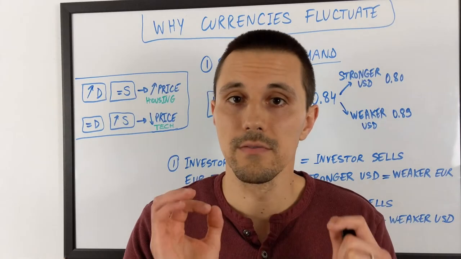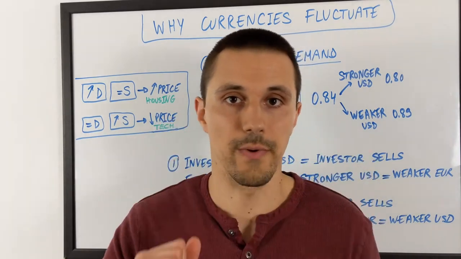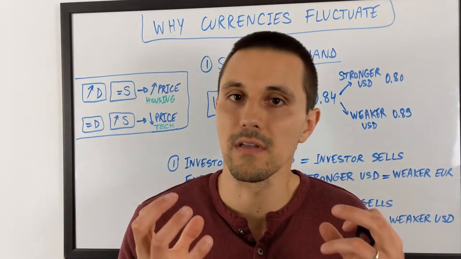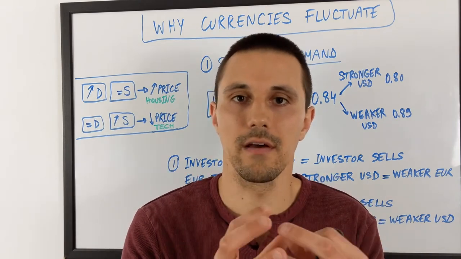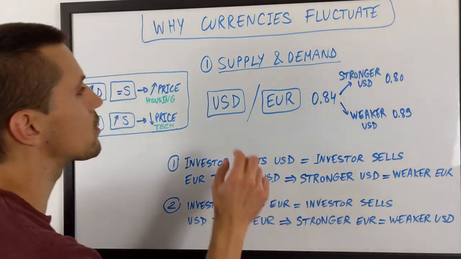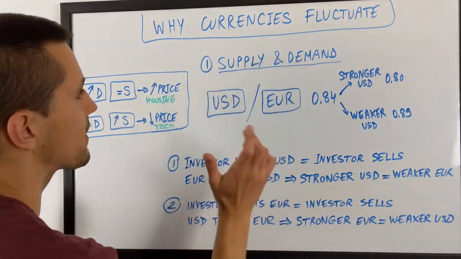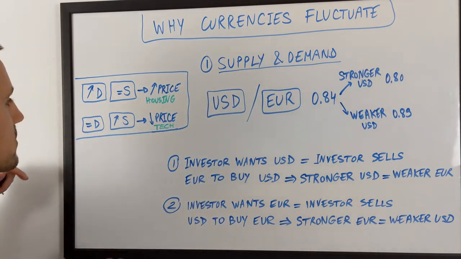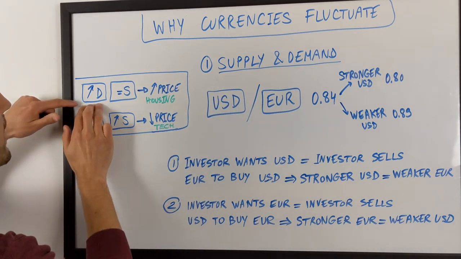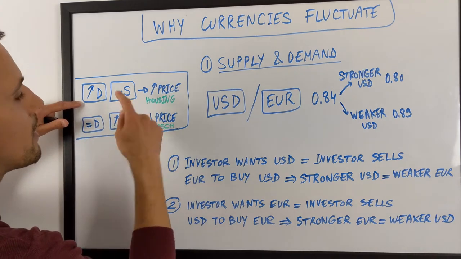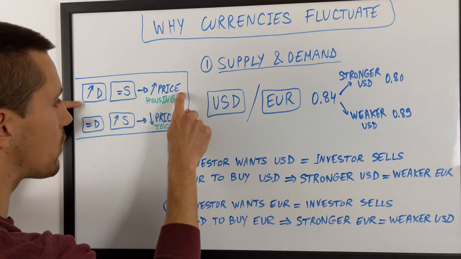The most important reason why currencies fluctuate is supply and demand. This is one of the most elementary and important concepts in economics to understand. So I will quickly showcase how it works, because supply and demand is super important to understand price fluctuation. Imagine my demand is going up and my supply is stable. That means that my price will go up.